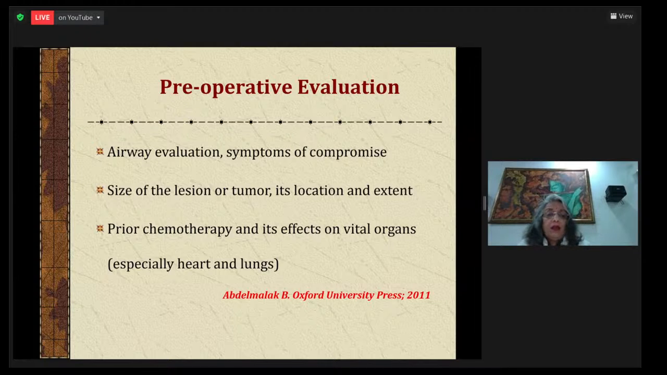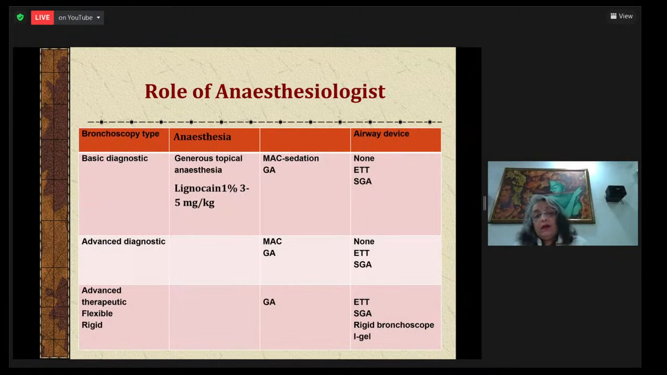Basic diagnostic procedures happening in the bronchoscopy room usually do not require us, and they are done under local anesthesia. Very rarely, if the patient has other comorbidities, then sedation or general anesthesia may be required. For advanced diagnostic procedures like biopsies, monitored anesthesia care with TIVA or general anesthesia may be required. And with advanced therapeutic procedures, we can use either a flexible or a rigid bronchoscope. General anesthesia is usually required, and a supraglottic airway device, endotracheal tube, and rigid bronchoscope are all the airway equipment which we may require in these procedures.